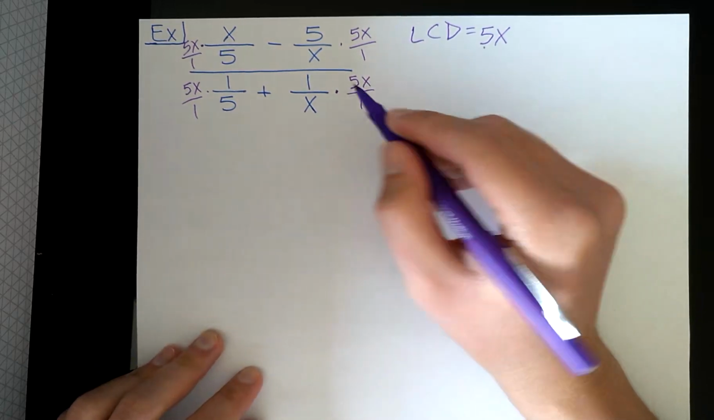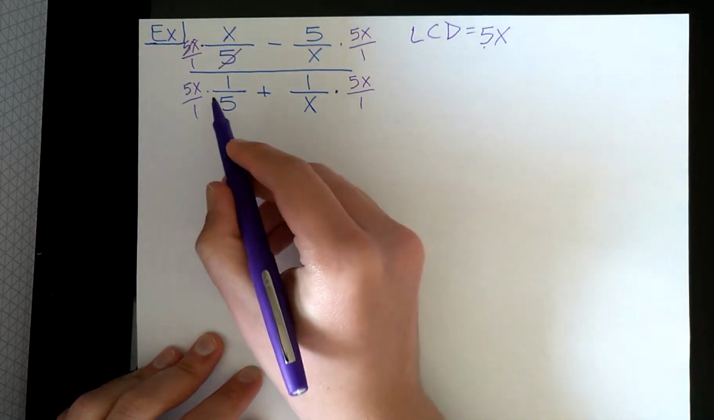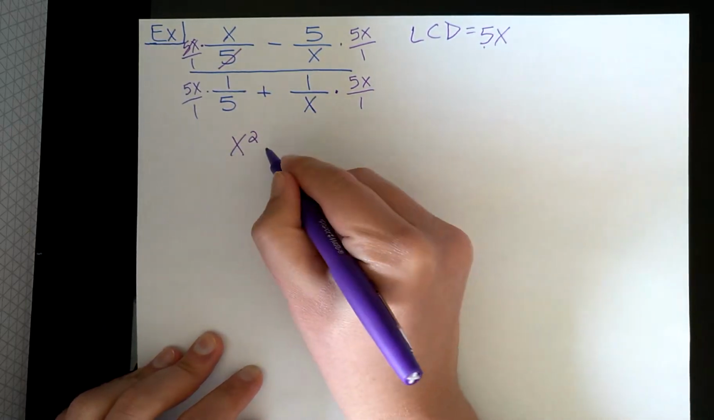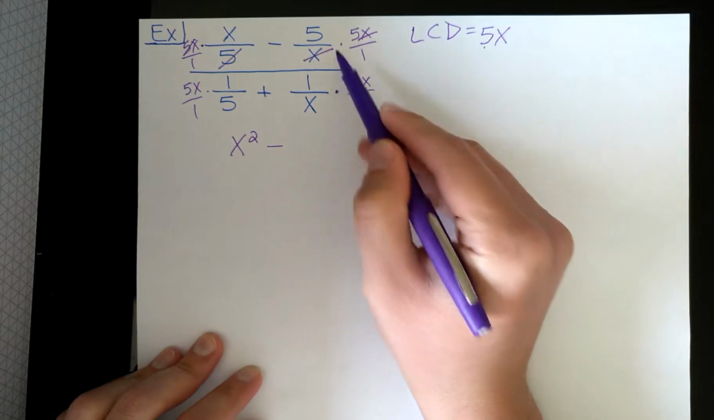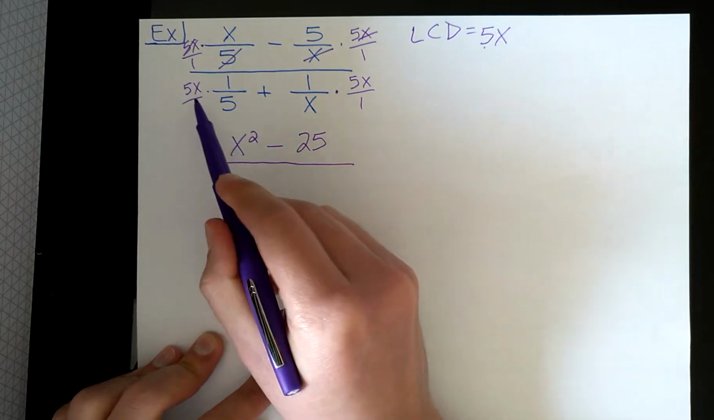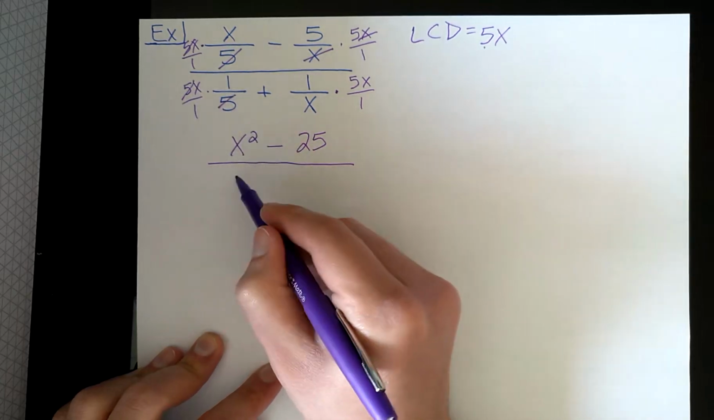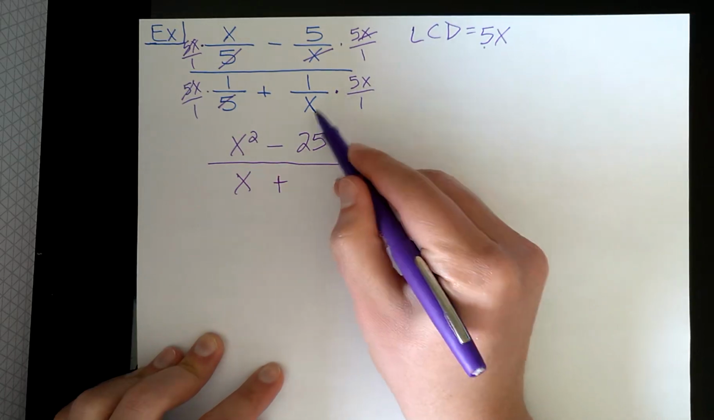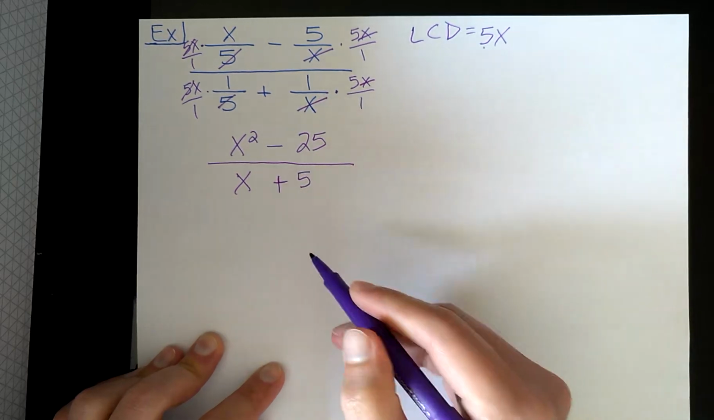Now in the top left, notice we have a 5 in the top and bottom. We can cancel that out, leaving us with x times x. That's x squared. Minus, here in the top and bottom we have an x, which will cancel out, leaving us with 5 times 5 is 25. Over here, there's a 5 that'll cancel out, leaving us with just x times 1 is just x. Plus, in the bottom right, there is an x in the top and bottom that will cancel out, leaving us with 1 times 5, which is just 5.